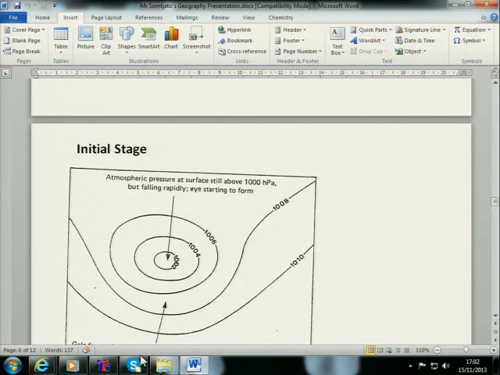or in the formative stage, the pressure is still above 1,000 hectopascals at the center, and then it is falling rapidly. Look at the center here. Do you see the high pressure? It's 1,002. It means it's above 1,000 hectopascals. It is an initial stage. It is in this stage where the eye is starting to form. The eye is the center of the cyclone.